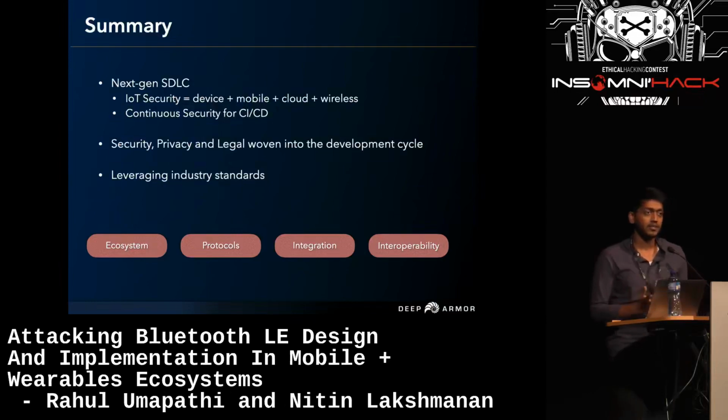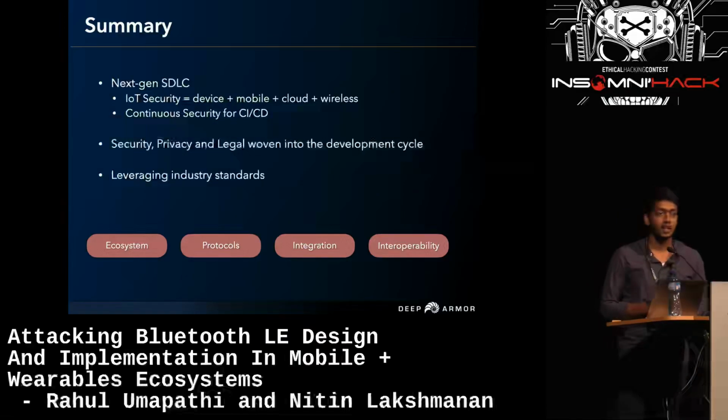And today privacy is of bigger concern. So privacy, security, and legal have to be woven in from the development cycle itself. We also have to consider integration and interoperability problems while finding solutions to fix these problems, and it has to be considered to entirely secure our IoT ecosystem.